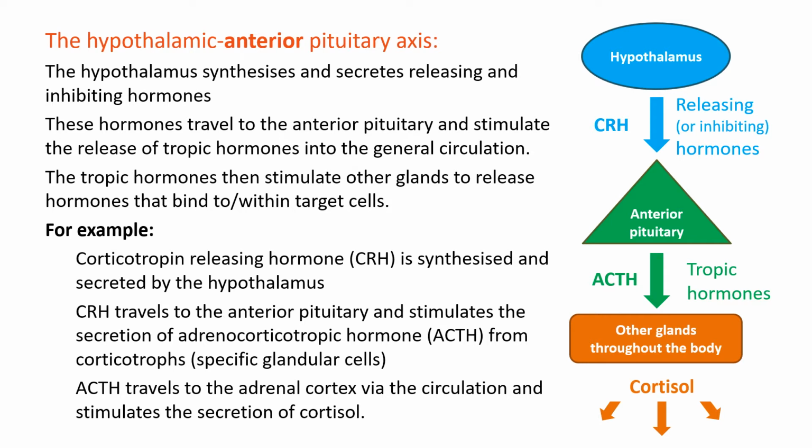ACTH then travels to the adrenal cortex, sat on top of the kidneys, the adrenal glands, the cortex being the outer bit. It travels there via the circulation, and there it will bind and stimulate the secretion of cortisol. So this is a classic axis. We've got corticotropin releasing hormone, which stimulates the release of adrenocorticotropic hormone, which then stimulates the release of cortisol.